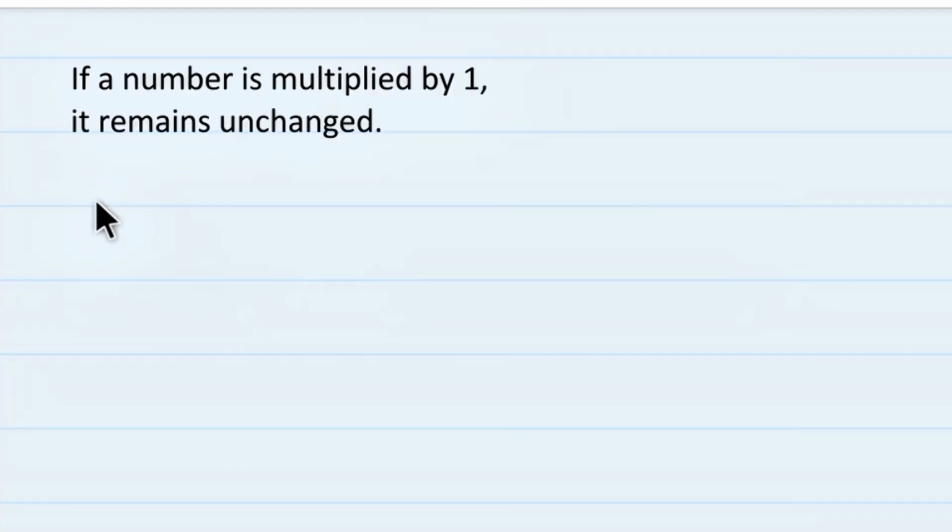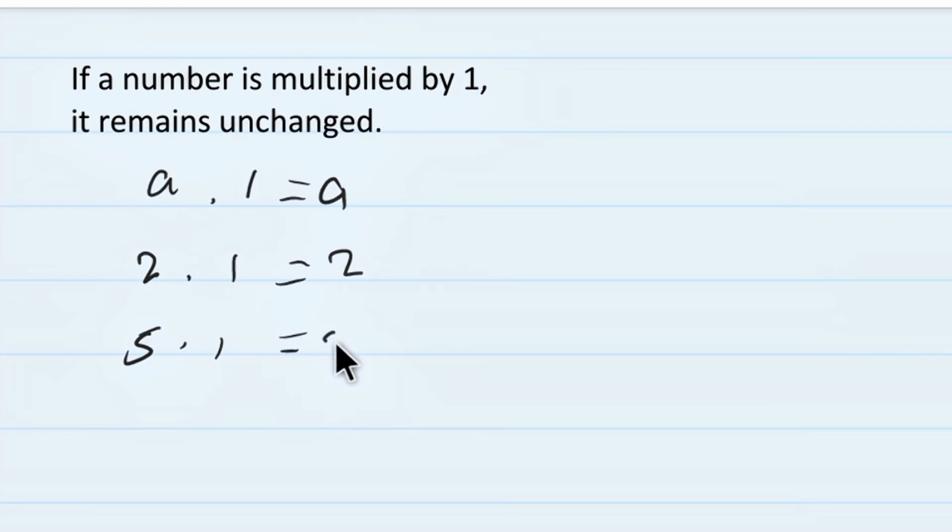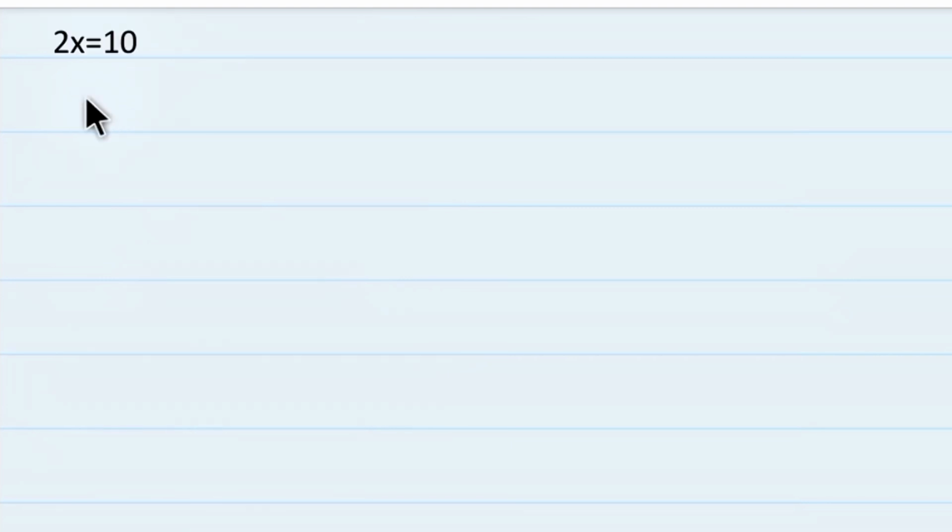The other property we use to solve such equations is that if a number is multiplied by 1, it remains unchanged. Let us suppose a number a is being multiplied by 1, it will remain unchanged. For example, 2 times 1 is 2, 5 times 1 is 5, or 100 times 1 is 100. This dot symbol represents multiplication. Now we solve this linear equation using the properties we have revised.